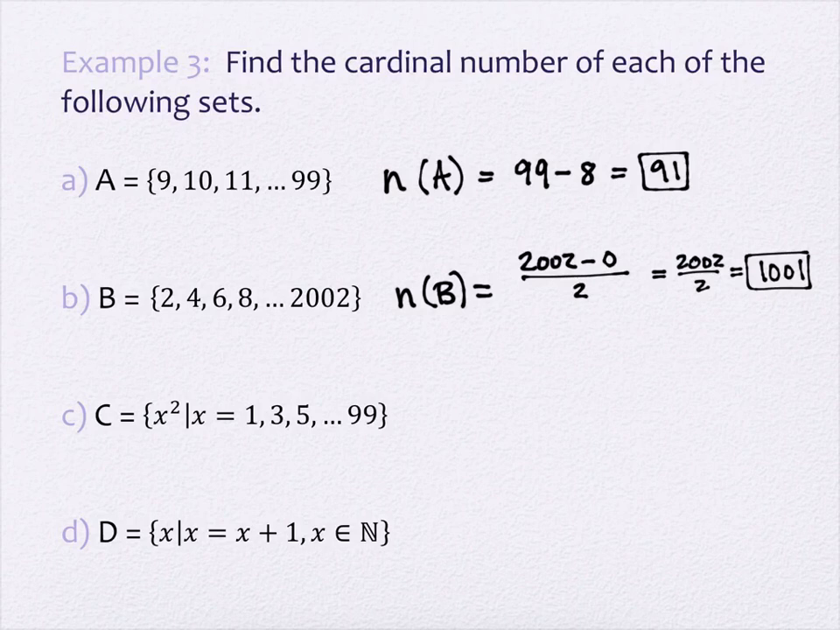All right, C and D both look a little different. For starters, they're in more of a set builder notation than a listing method notation. C actually talks about having x squared values, and it tells you that x goes from 1 to 99. So all it's telling you is that the elements themselves in the set are the squares. So it's 1 squared, 3 squared, 5 squared, all the way up to 99 squared.